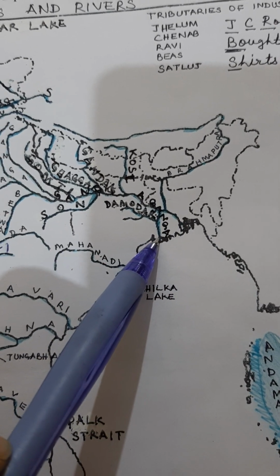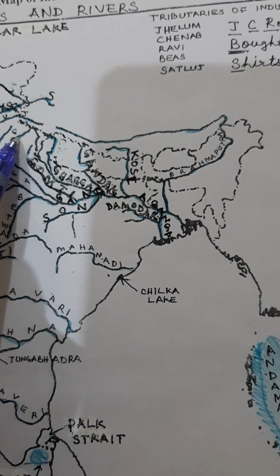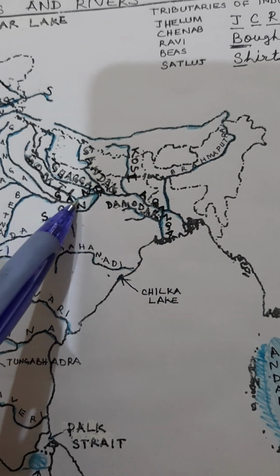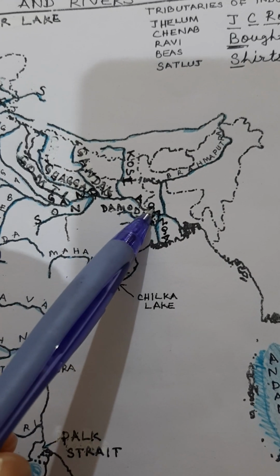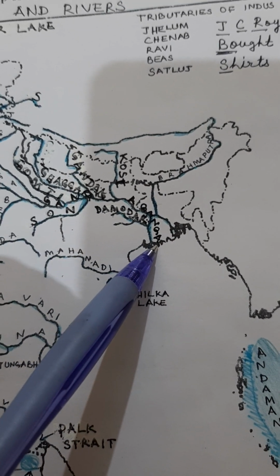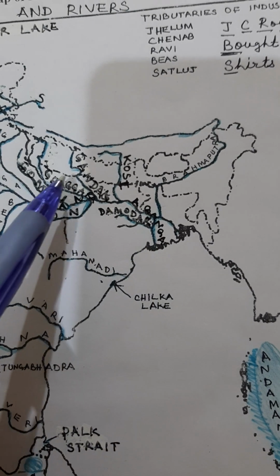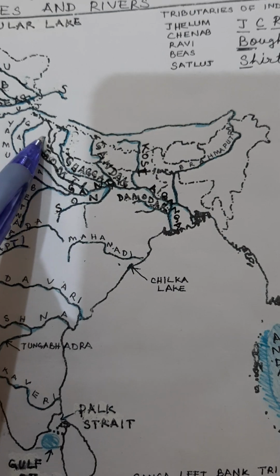Now I've shown Ganga till here. So Ganga is originating here and it's going all the way down to the Bay of Bengal. Now you will notice just like my pencil is tracing the path of the entire river. The entire course is being traced by my pencil. Then next is river Gomti. This is river Gomti, the second river here.